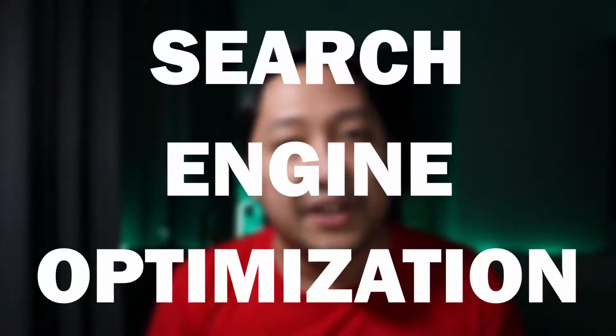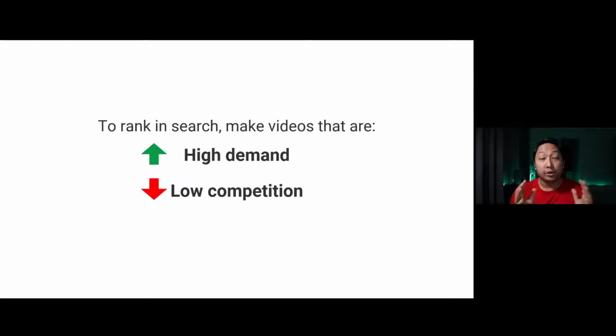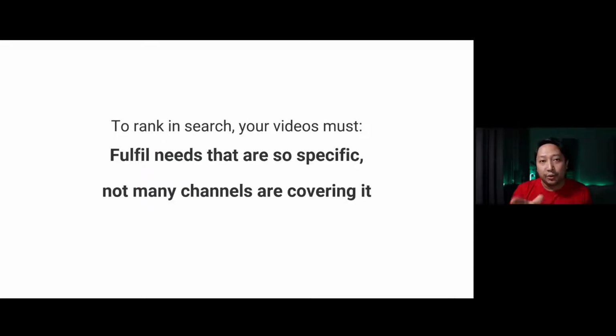But wait, out of the million videos that are out there, how do we get YouTube to pick our videos to appear in search? This is where the term keyword search optimization, or SEO, comes into play. To rank in search, you need to make sure that your videos are high in demand and low in competition. In other words, your videos need to fulfill needs that are so specific to your audience that not many channels are covering that topic.